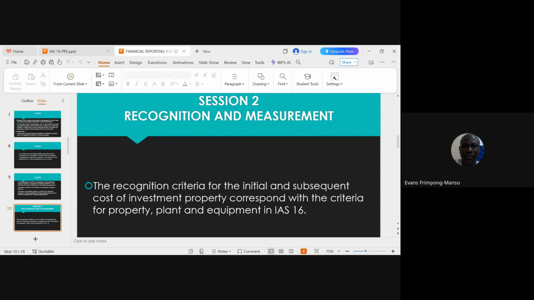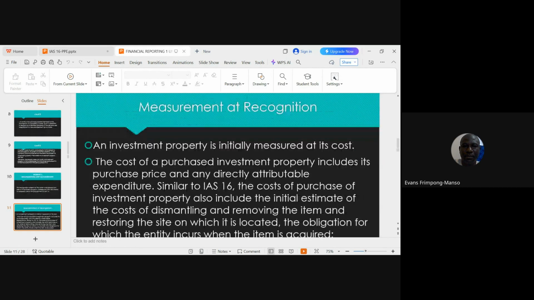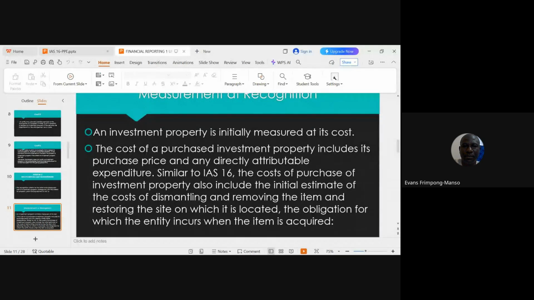So note that the same thing applies under investment property. So you see it here. An investment property is initially measured at its cost. The same thing applies to property, plant, and equipment. And then what constitutes the cost? I gave you the actual price plus any incidental expenditure that is incurred on acquiring the asset. So it's the same thing as we have here.